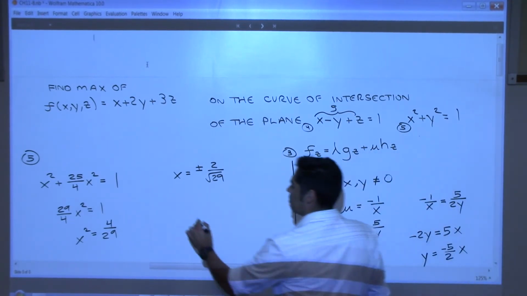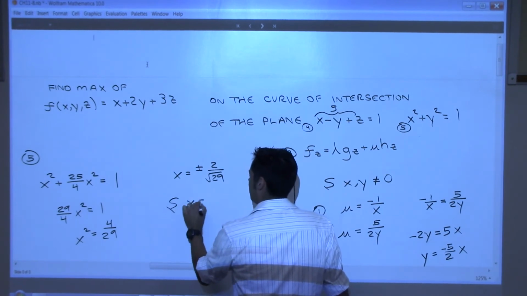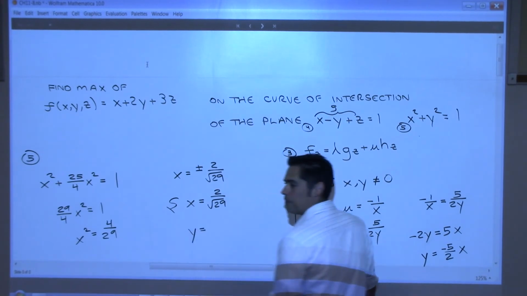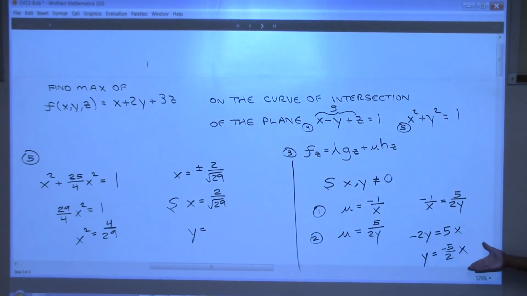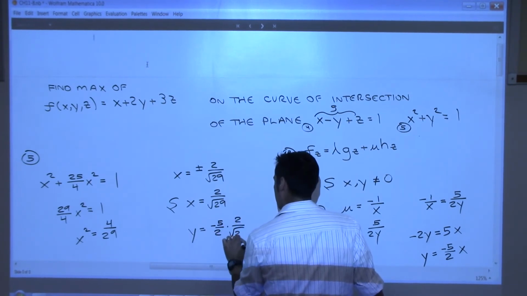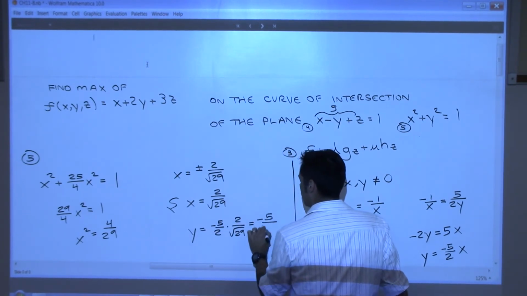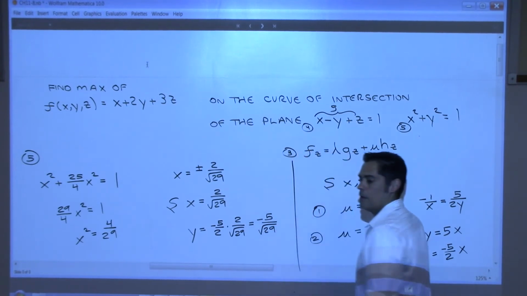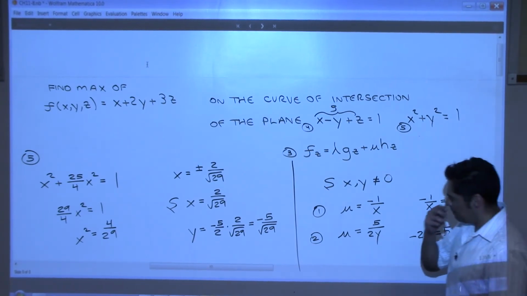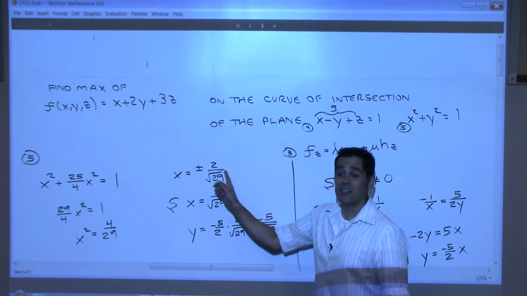So suppose x is positive 2 over root 29. What's y going to be then? This right here, right? So what would happen if I do that? I do negative 5 halves times 2 over root 29. I just get negative 5 over root 29, right? What's that? I reduced it. So I have x and y.